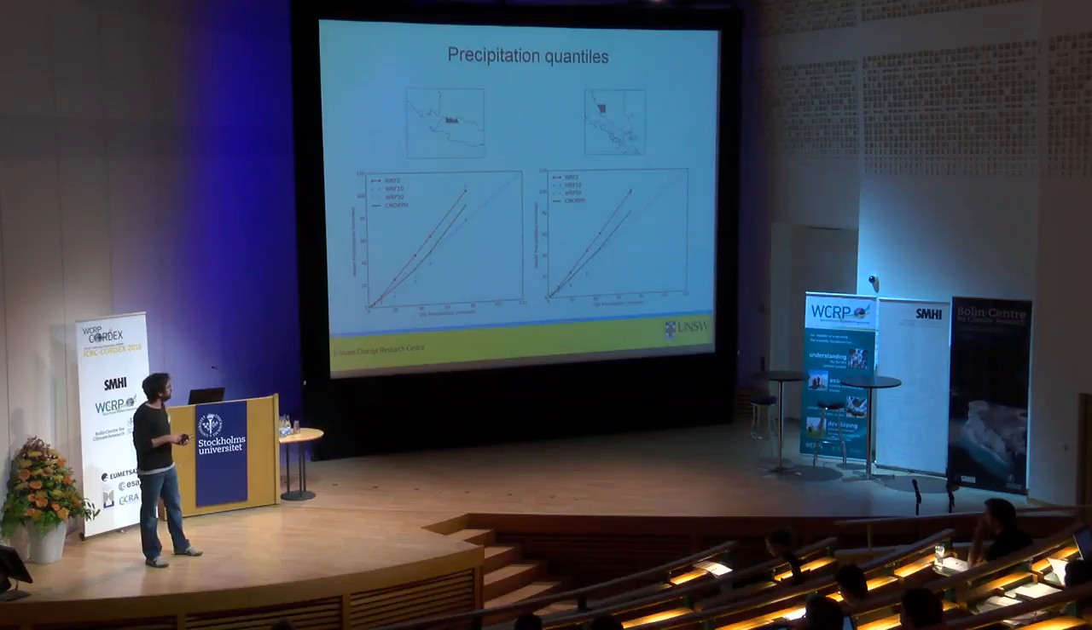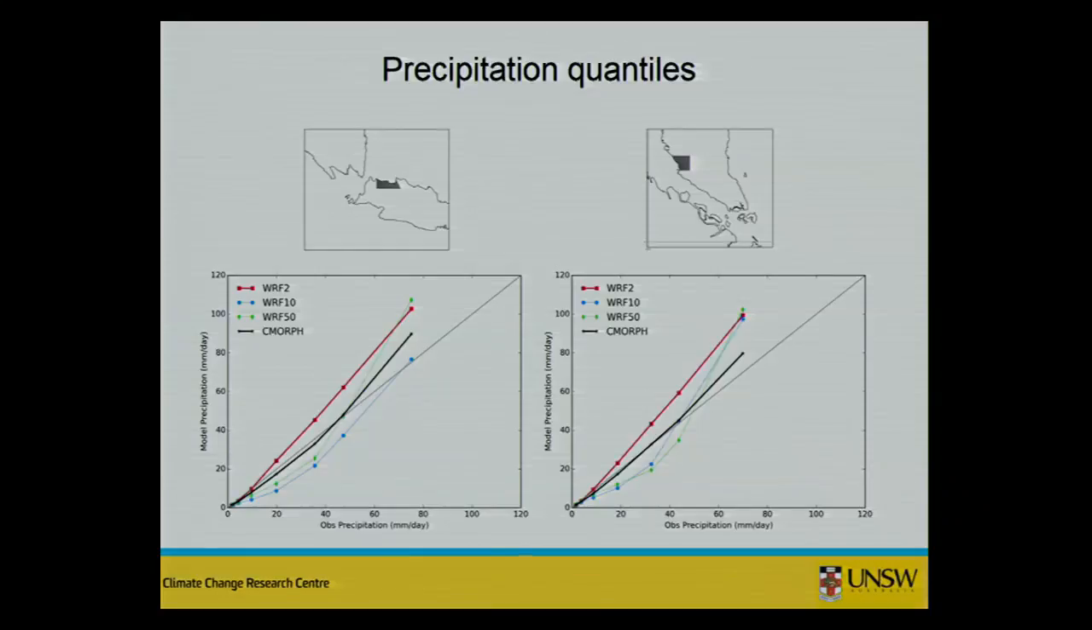So this is just a look at the quantiles to give an idea. Here I show some results for Jakarta as well, so it's the precipitation quantiles over these two areas. And we see that we are overestimating the quantiles from CMORPH, which is the green line, relative to the black one-to-one line. We are overestimating at 2 kilometers, but it looks like the shape of the curve is better.